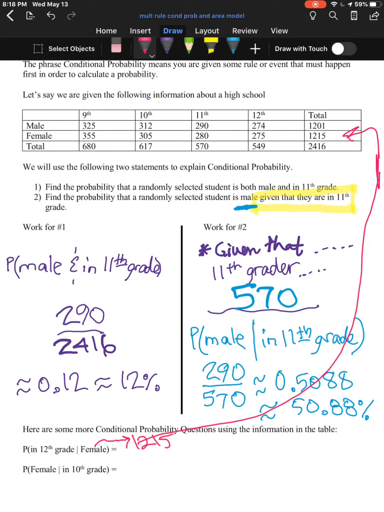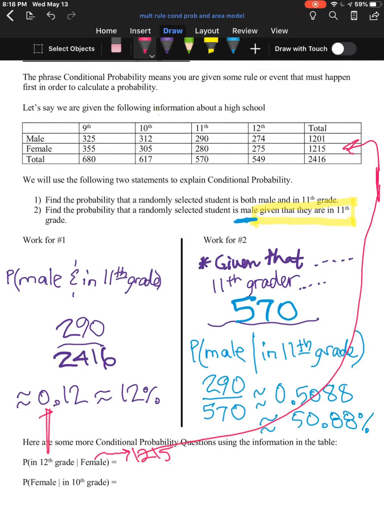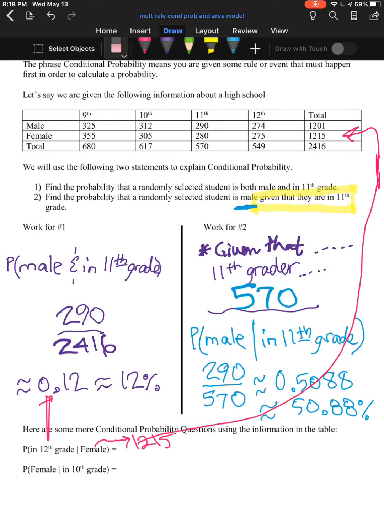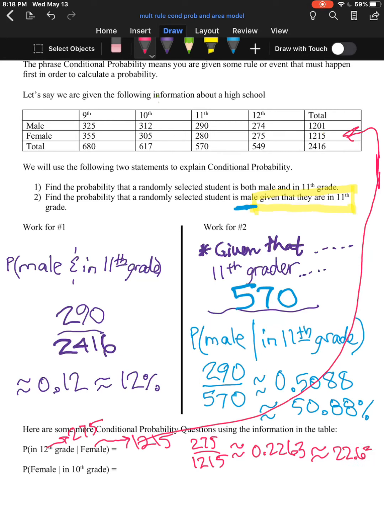How many out of those 1,215 females are 12th graders? Well, we're looking for a number that's in the female row and also that is in the 12th grade column. So 12th graders in that column are 275. So your fraction is 275 out of 1215, and that is approximately 0.2263, which is also 22.63%.